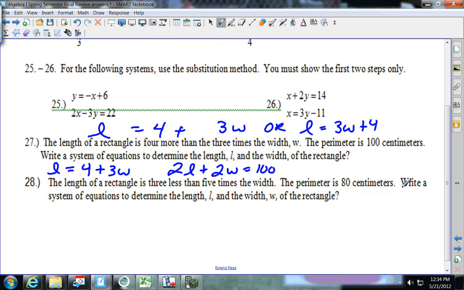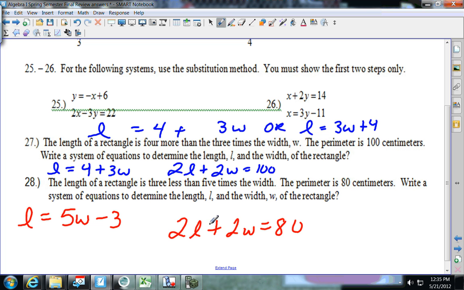On the next one, it says the length of the rectangle is, the length is 3 less than. Okay, it's not this. This is what people try and write. 5 times the width. That does not say 3 less than. That says that you're subtracting 5W from it. Be very careful. It should be the length is 5 times the width, and you subtract 3 off. The perimeter, 2 times the length plus 2 times the width is 80. Be careful if it's multiple choice, because what they'll do is not have the 2L and the 2W.